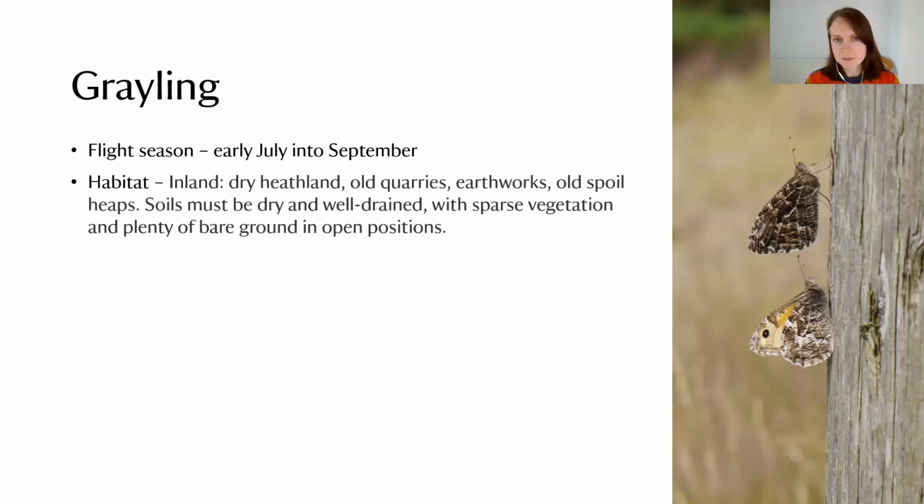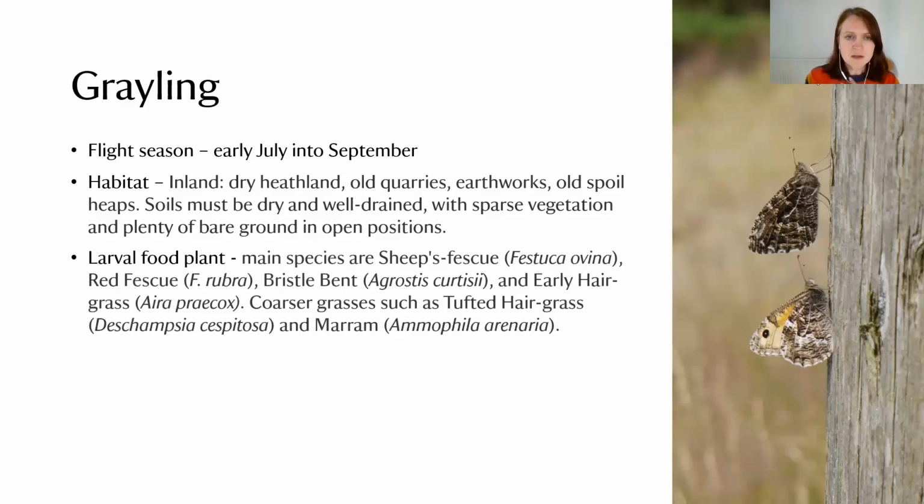I'm talking about the sort of habitat here we might find in Shropshire, and they are quite coastal, but obviously that's not something that we need to worry about in Shropshire in terms of the coastal habitats that they use. So in Shropshire it's that really dry habitat, rocky, broken ground, exposed rock. So it says that soils must be dry and well drained, sparse vegetation, and plenty of bare ground. So the caterpillars feed on grasses, quite a range of finer grasses and some coarser grasses as well, like tufted hairgrass and marram.